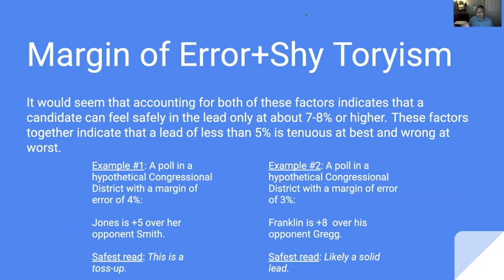So I've given you on this slide some examples of trying to account for shy Toryism, for the margin of error. Basically, the liberal so-called candidate needs really to be up by 7, 8, 9% to have what we might consider a solid lead. That's just the way it is.